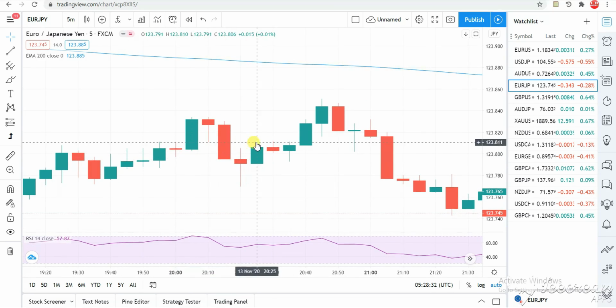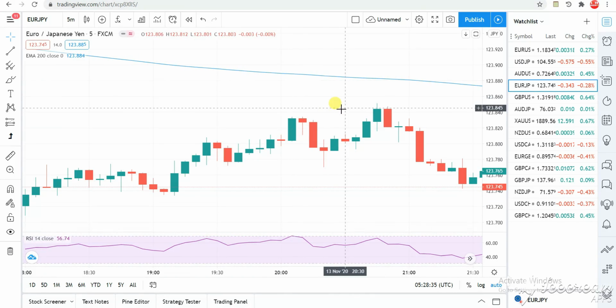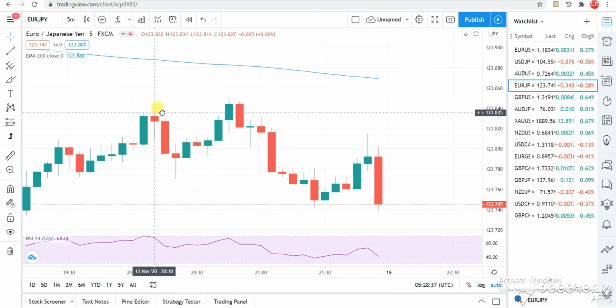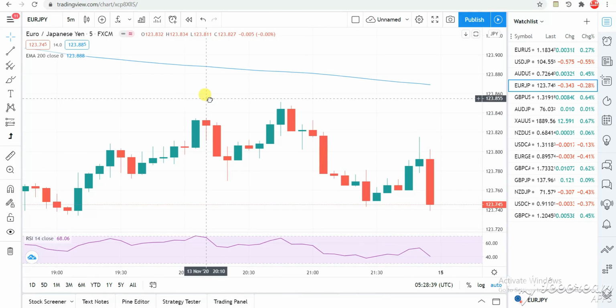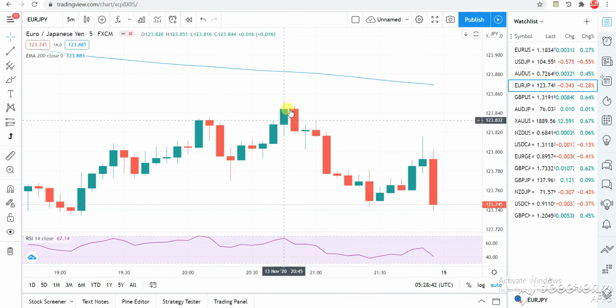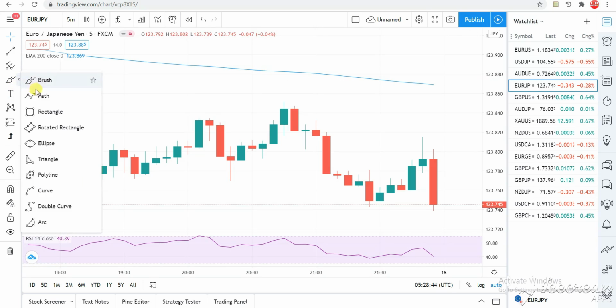Okay guys, so let's look at some candlestick trading patterns, and one of my most favorite candlestick trading patterns is actually the engulfing candlestick pattern, which is this candlestick pattern right at this point.